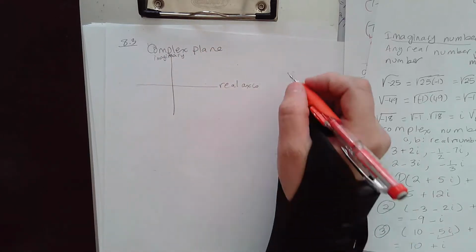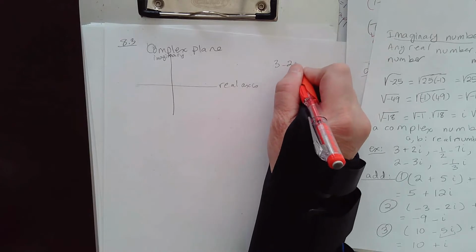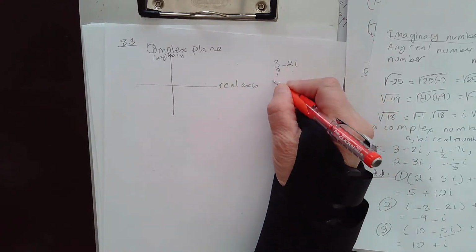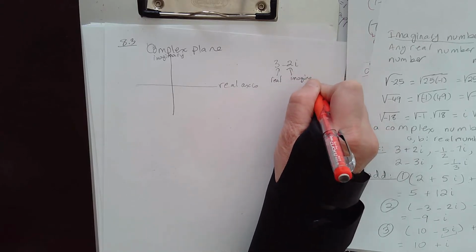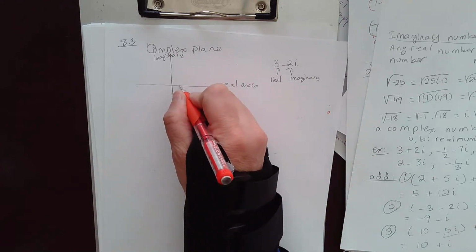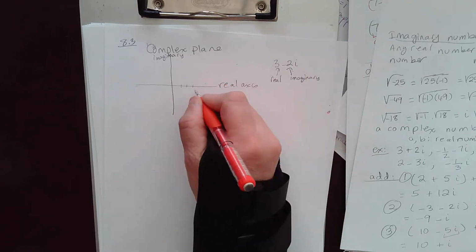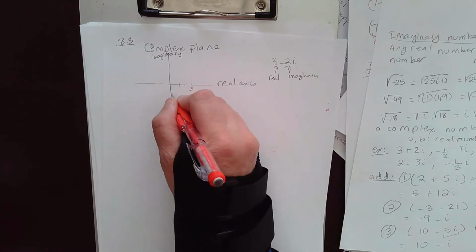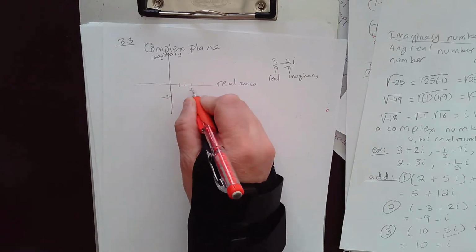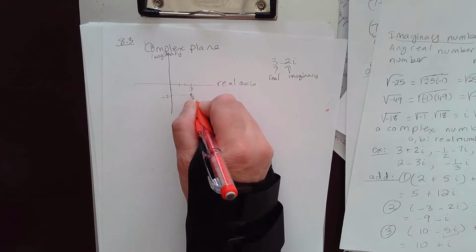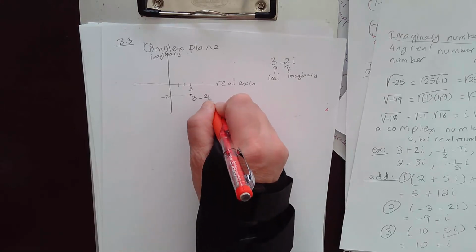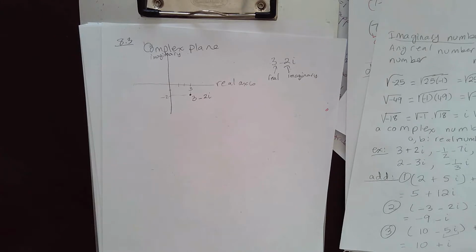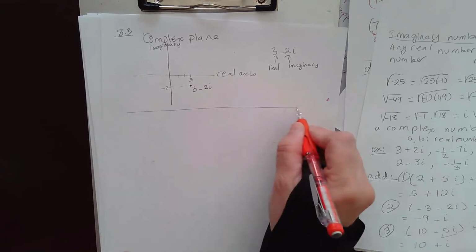So suppose I want to plot 3 minus 2i. How do I do that? Well, this is your real part, right? And this is your imaginary part. So you have 1, 2, 3 for the real part, and for the imaginary part, negative 1, negative 2. So 3, negative 2, we just plotted the complex number 3 minus 2i. Okay, so it's as simple as that.